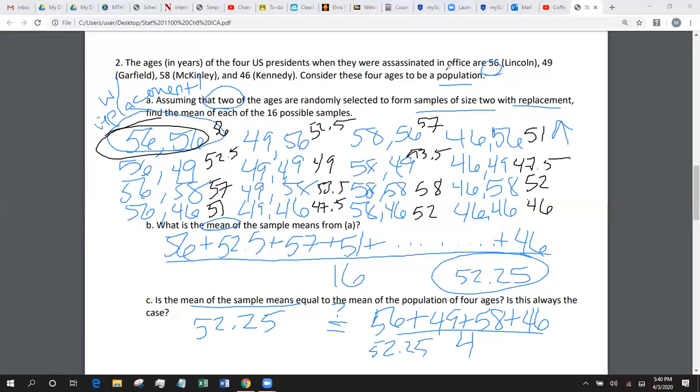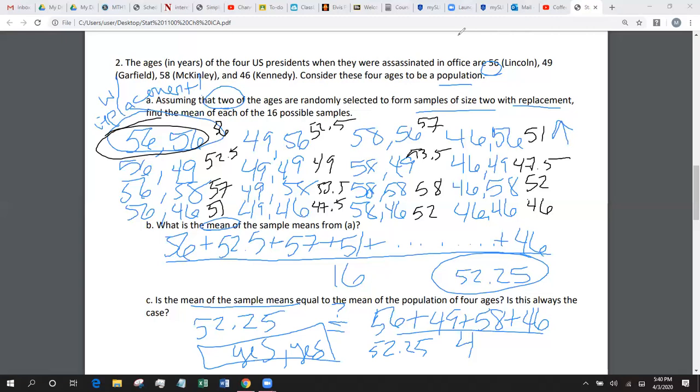And it will always be the case that those two values are equal. I'm going to say yes, they're equal to each other, and yes, it will always be that case. So if we find all possible samples of a specific size and then calculate our mean of those samples, we will get the same as if we took everything in the population and found our mean.